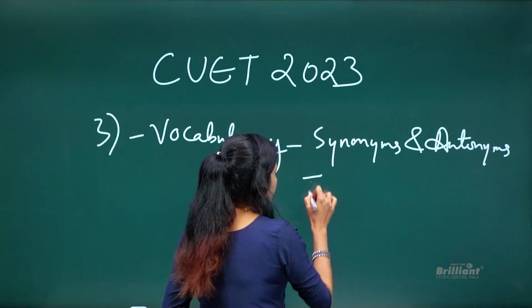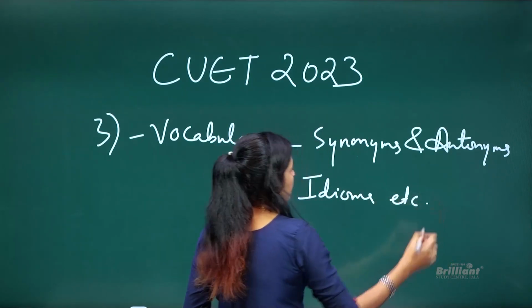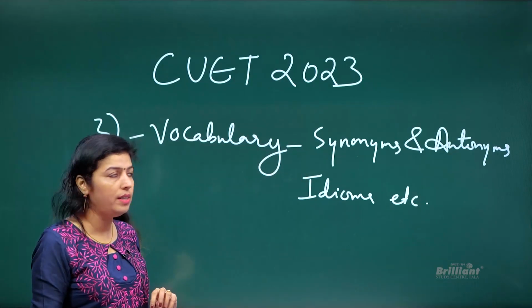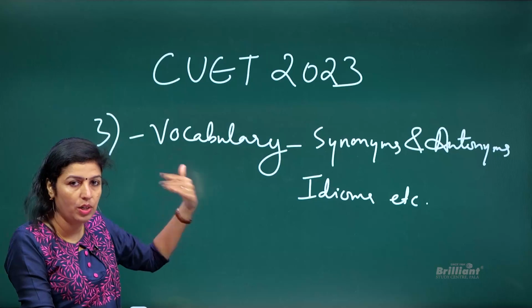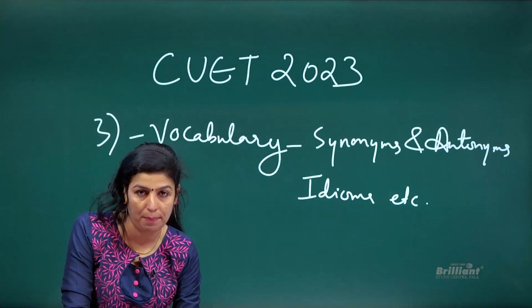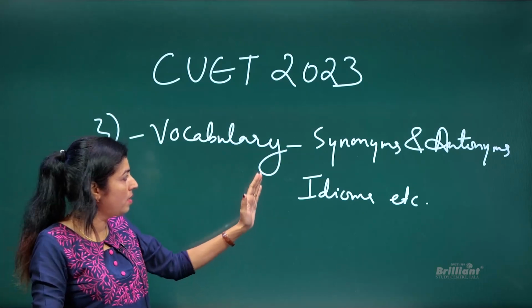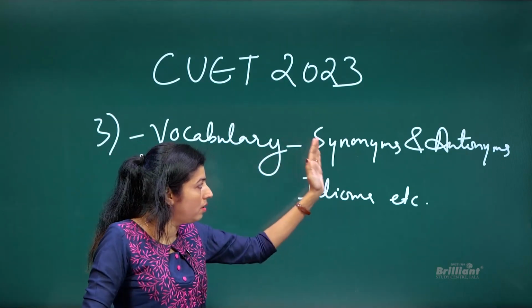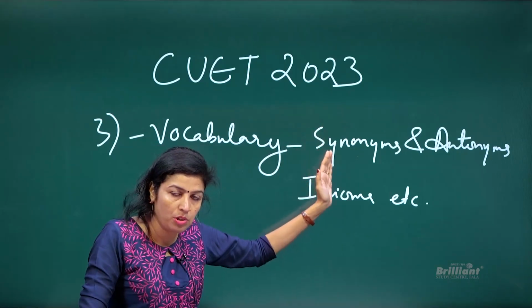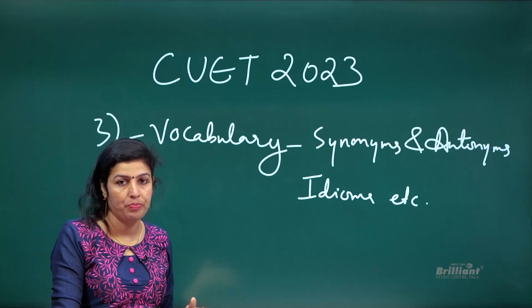and then idioms, etc. Got it? So these items will be based on, that's what you call use of words or vocabulary. Alright, so the third item in your syllabus is based on vocabulary, and that too, the use of synonyms, and make sure that you read the questions properly.